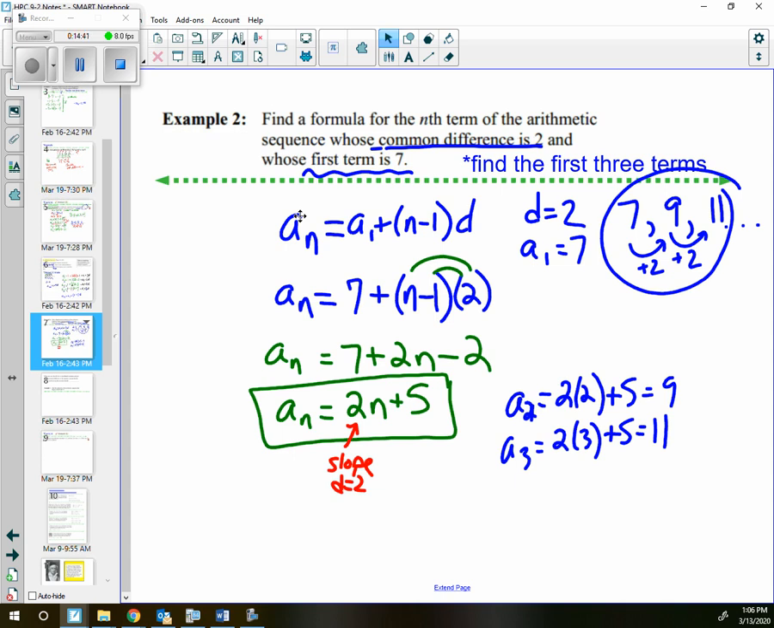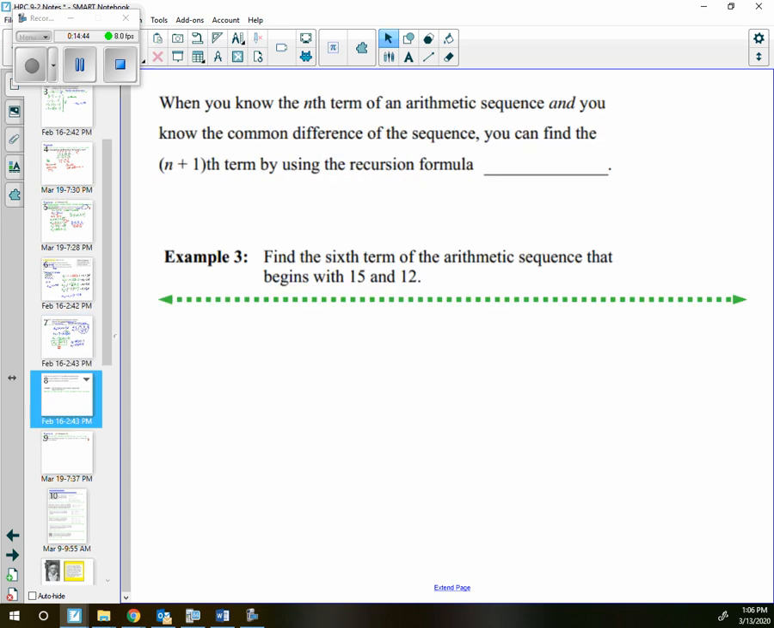recursive, where we can just add to get to the next term. All right, let's try that recursive then and see if we can figure out how that might work for us in that same fashion. So recursive, remember, is just the kind of formula where you use the previous term to find the next term. So they're talking about how can you find the n plus 1 term? Okay, what does that mean again?